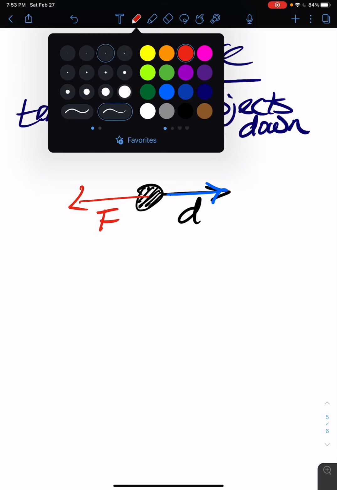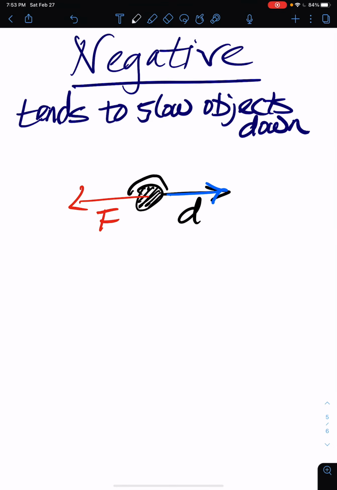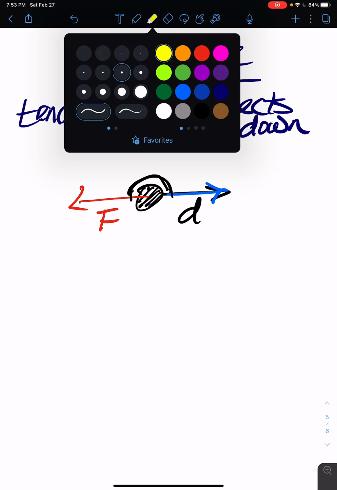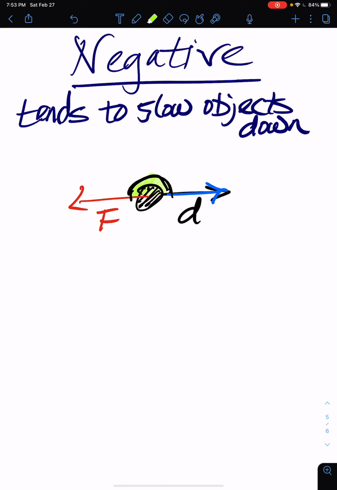All right, look at the angle here. What is this angle right here? And you should say 180.